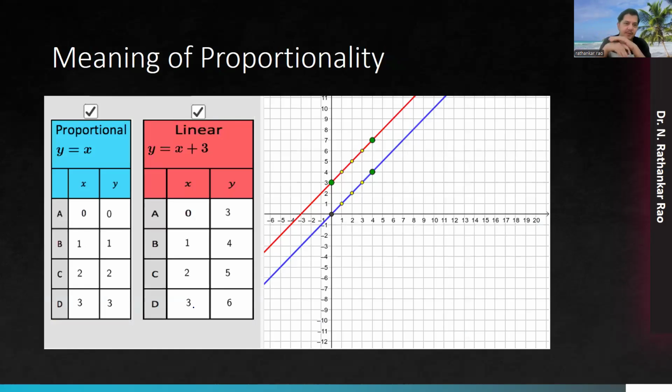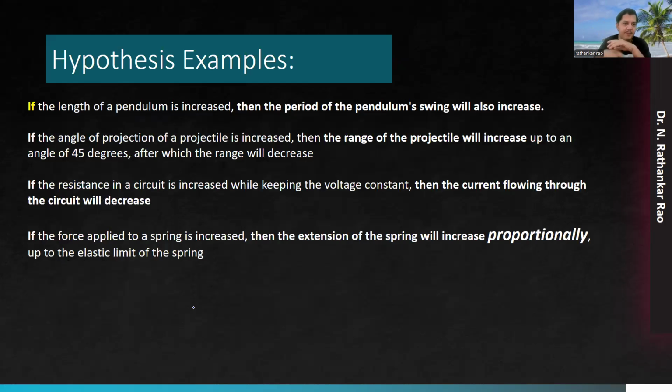So meaning of proportionality, we already saw this. I'll just skip this slide. Examples of hypothesis: if the length of a pendulum is increasing, then the period of the simple pendulum's swing will also increase. Let me ask you one question. Which one is your independent variable? Which one is your dependent variable?